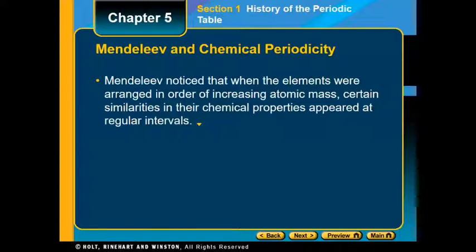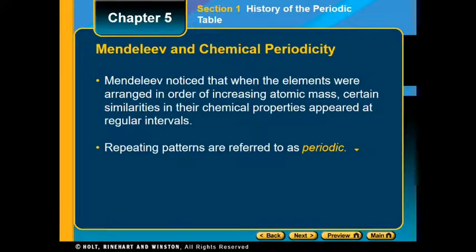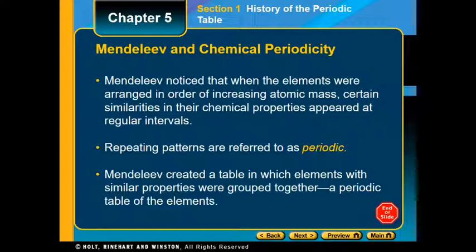He noticed that when you arrange the elements in order of increasing atomic mass, certain similar chemical properties appeared at regular intervals. This is where the term periodic is going to come into play. So again, Mendeleev arranged them in order of increasing atomic mass, and these were all of the elements that had been discovered at that particular time.